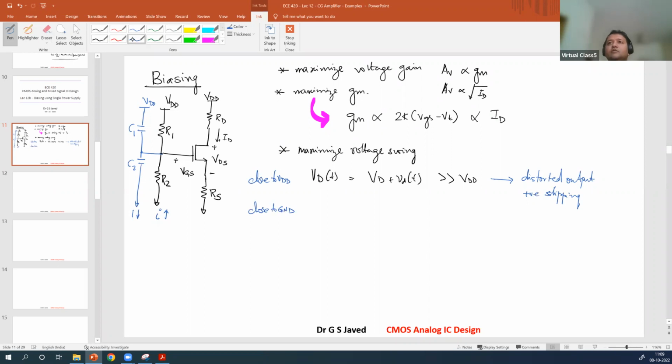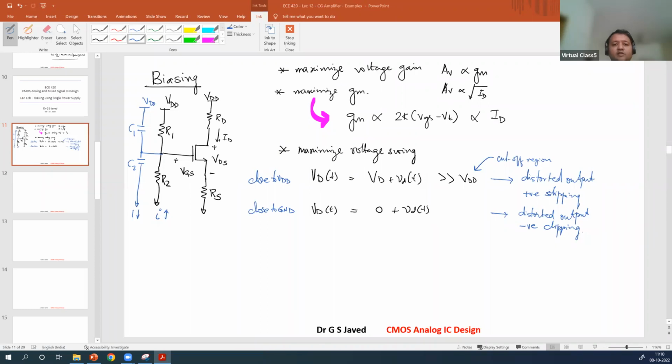Similarly, when you go close to ground, the VD of T will have close to 0 plus VD of T. What will happen here? You will see again a distorted output. What is the distortion here? You will see negative side clipping. So how do you understand where it goes? Why is this negative side clipping? Because the device enters into the cutoff region.